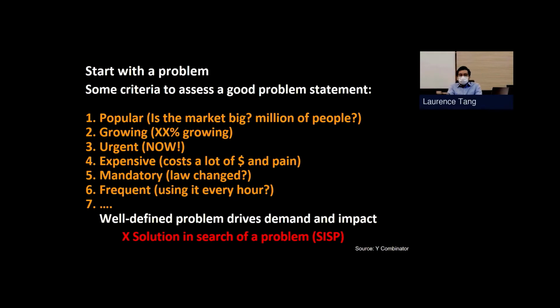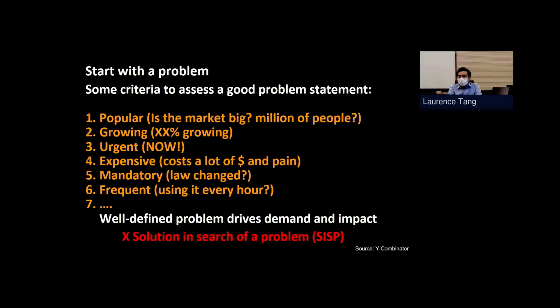The second one is growing. So you want to tackle a problem which will be getting more and more serious, right? If it's a diminishing problem, you don't have to tackle it. It will go on anyway. So you can look for some figures or studies about is it growing? Is it a growing problem in the world or in your community?